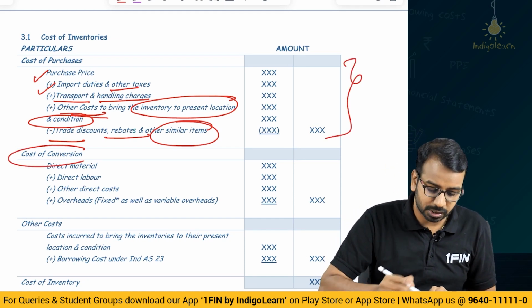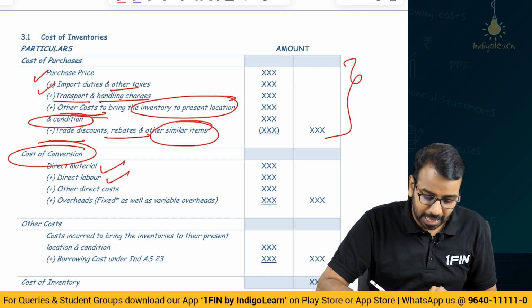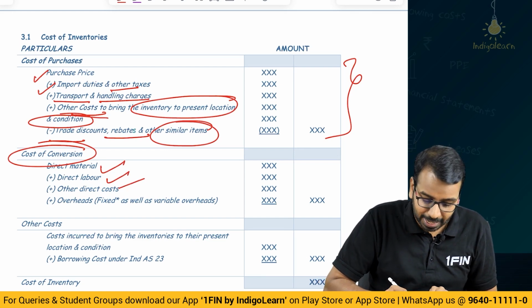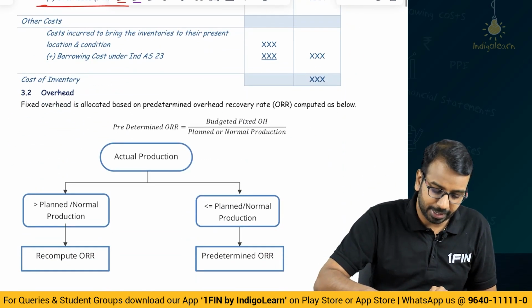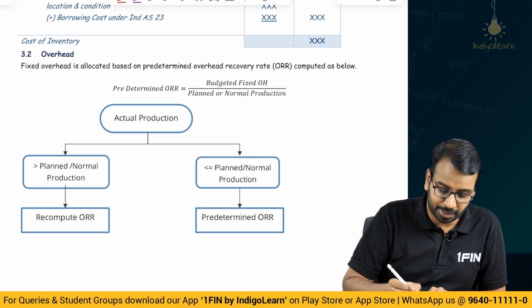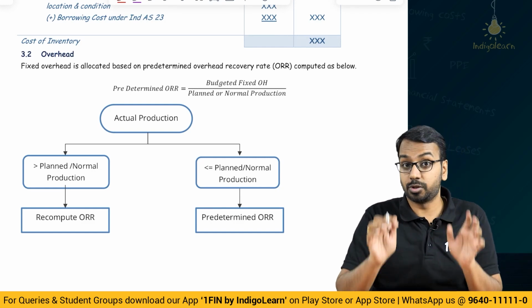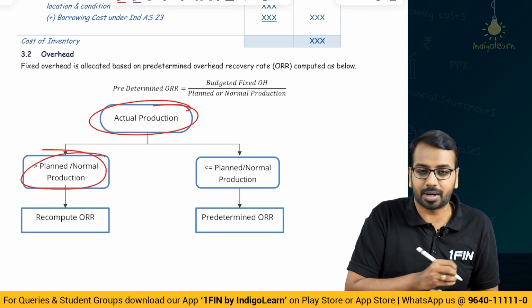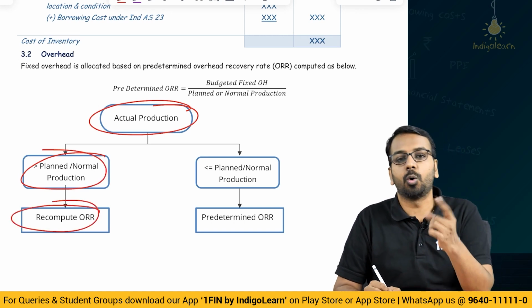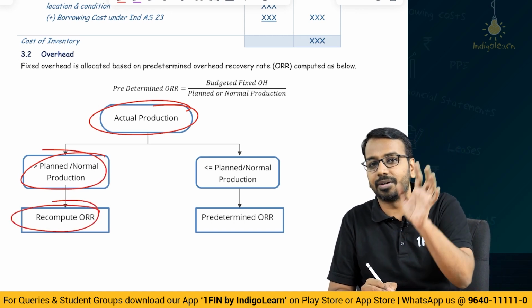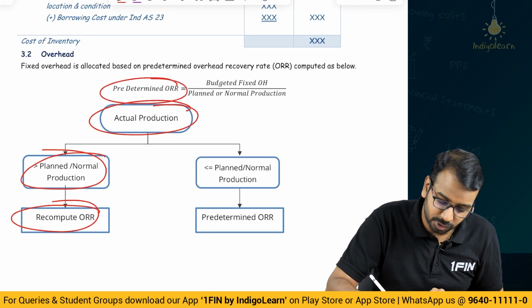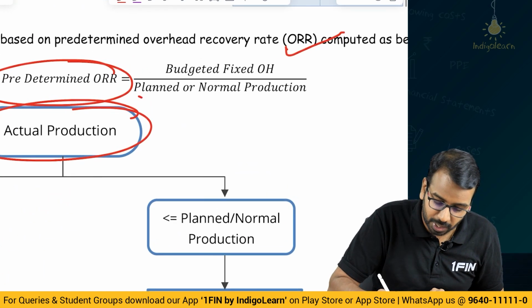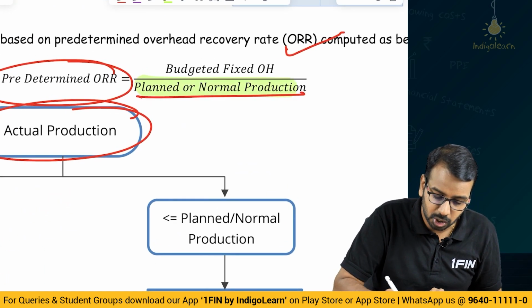Then when it comes to cost of conversion, direct material, labor and any other direct cost and overheads. Now when it comes to overhead absorption, very importantly what you have to keep in mind is, if the actual production is greater than the planned production, we will recompute the ORR. What is ORR? Overhead recovery rate. Normally ORR is your budgeted overhead divided by planned or normal production. This is the normal formula.